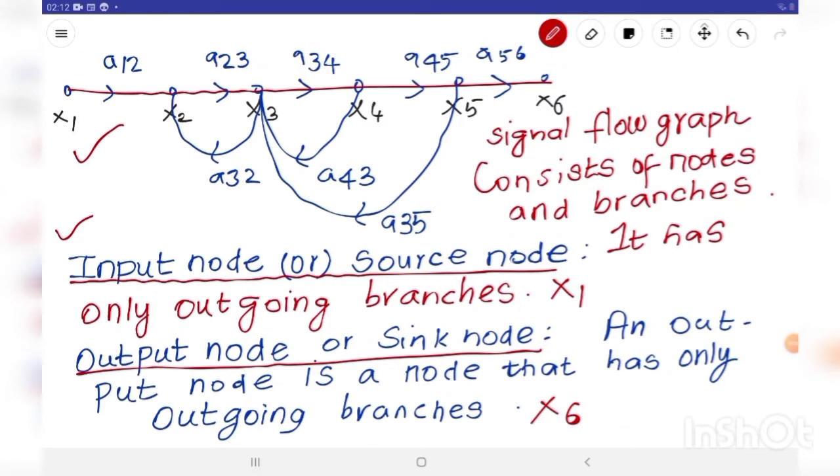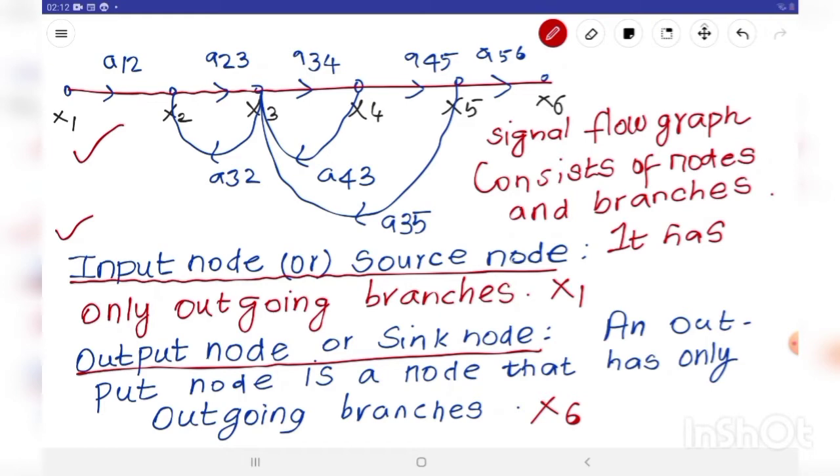Now I am going to explain the signal flow graph. This is the figure, that is a signal flow graph. It consists of nodes and branches. First of all, what is input node? Input node or source node has only outgoing branches. Example for input node is x1.